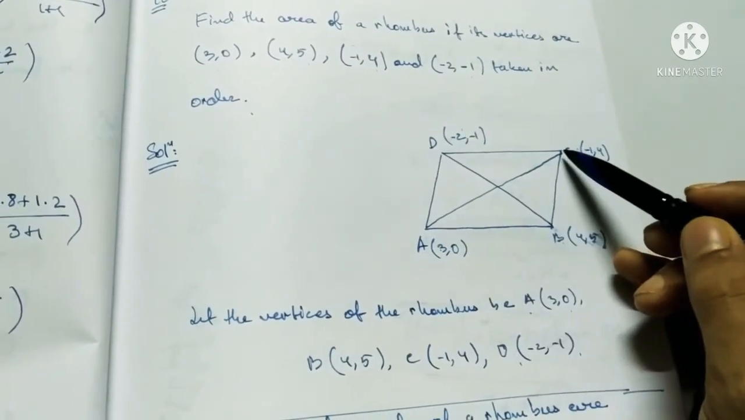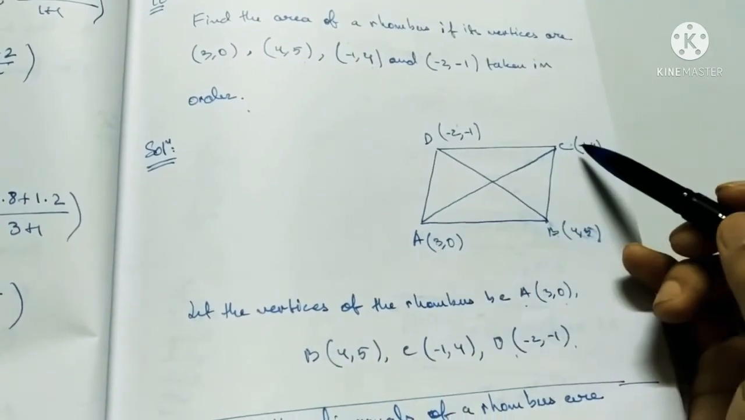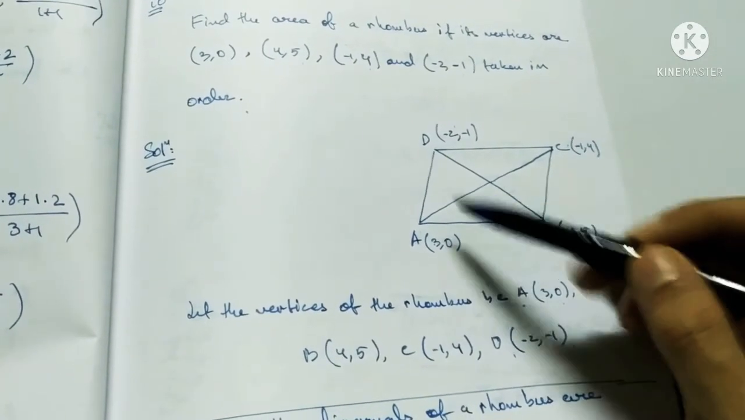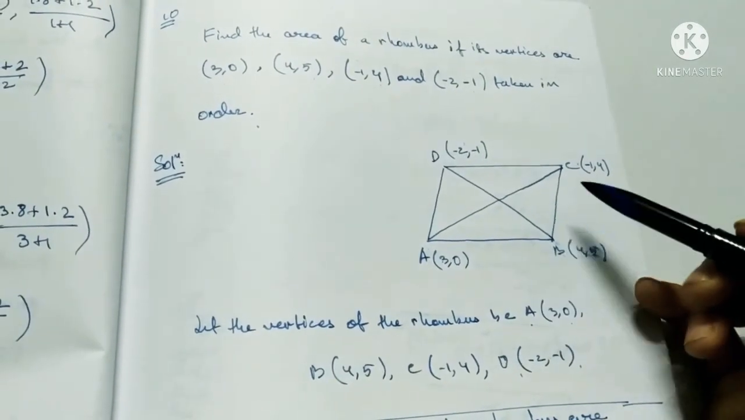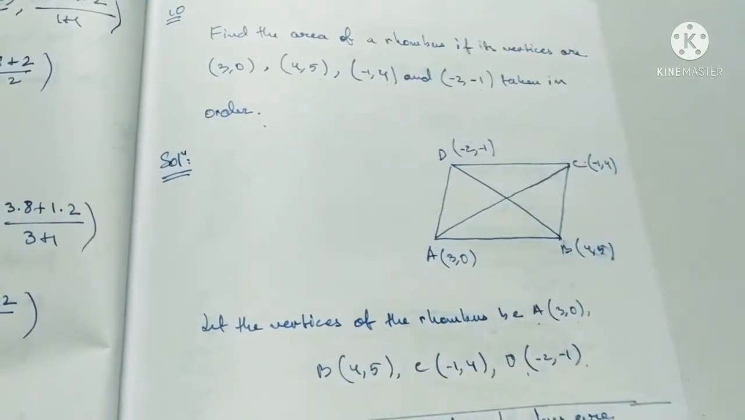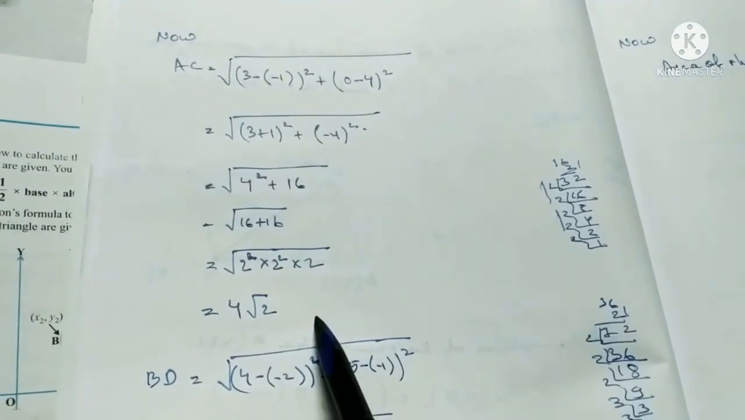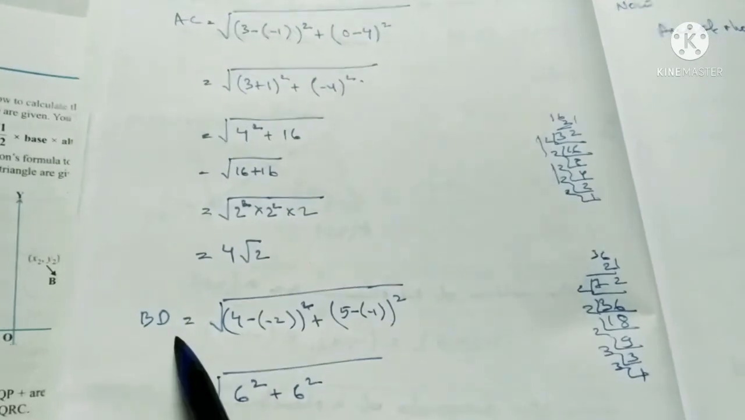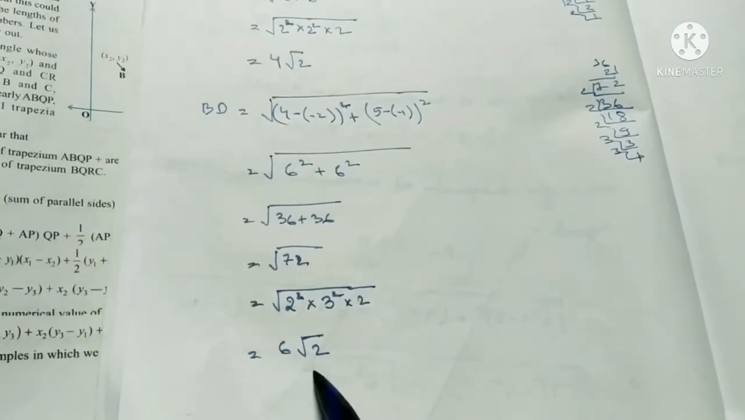Now first of all I will find AC diagonal with the help of distance formula. Okay, distance formula. We know distance between 2 points. Okay, to find the distance between 2 points in a plane, the formula is what? Root over x2 minus x1 the whole square plus y2 minus y1 the whole square. Okay, so first of all I will find AC. This is, you see, AC. Understand? Value is 4 root 2. Then I will find the next diagonal BD by the help of again distance formula. I will get this one, 6 over root 2.